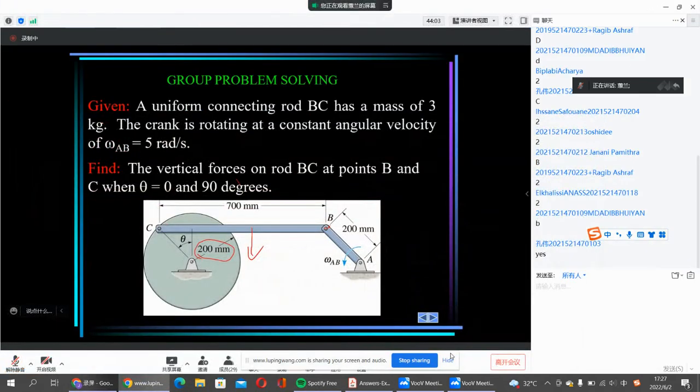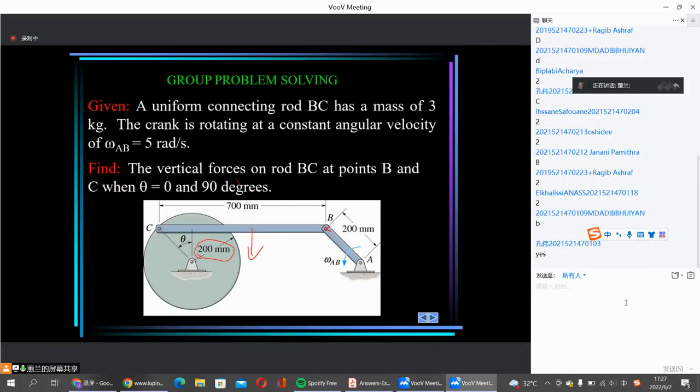And then you can just do it this way, because we'd like to know the vertical forces on BC at points B and C. We have BX, BY, CX, CY. We can do this way, okay. And this is the FBD for BC.